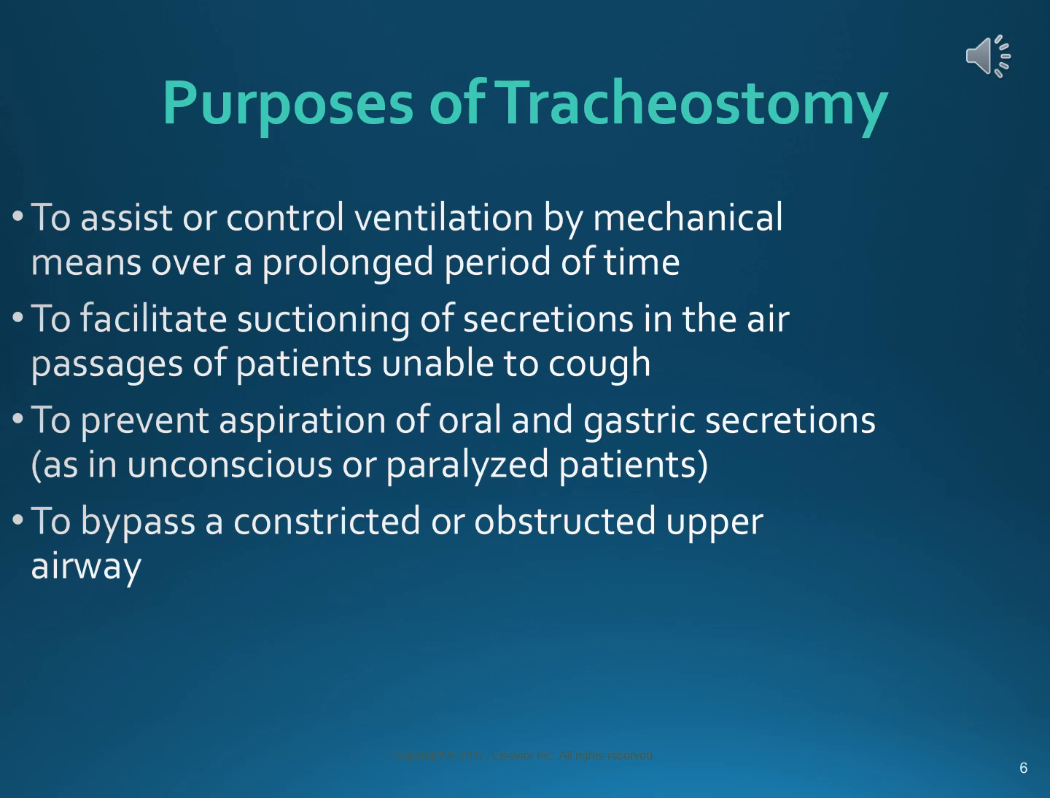The other thing a trach is good for is it facilitates suctioning of secretions for people who are unable to cough. It's much easier to suction through a trach than it is through an ET tube because you can get down lower. Trach also prevents aspiration of oral and gastric secretions. So if you have somebody who's unconscious or paralyzed, that's useful. And it's also useful to bypass a constricted or an obstructed upper airway.